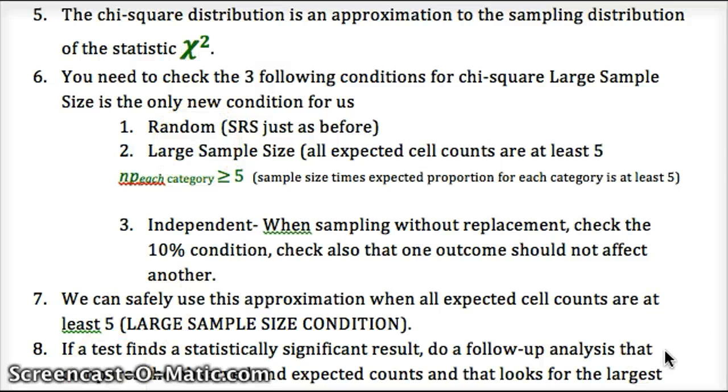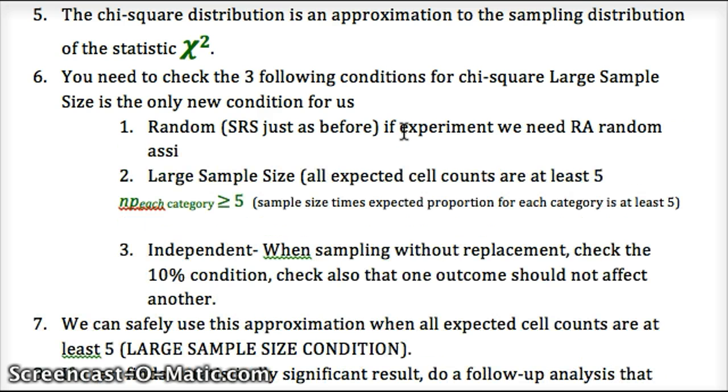Now our 3 conditions are the same except for one. So we need an SRS just as before. If an experiment, we need random assignment. We say RA for that sometimes, random assignment. Remember that helps account for lurking variables. That also helps account for them by creating 2 roughly equal groups. It lets us determine cause and effect. So if we have a treatment and a control group, it lets us determine that the treatment's effective.